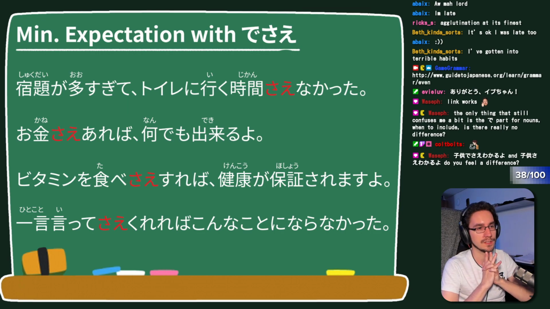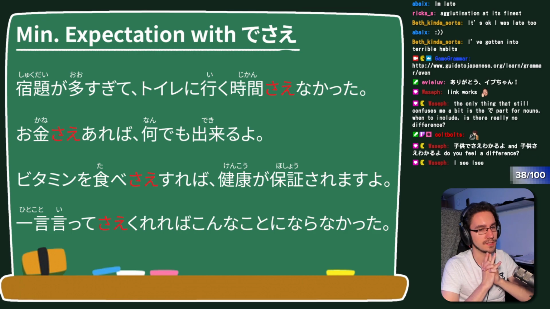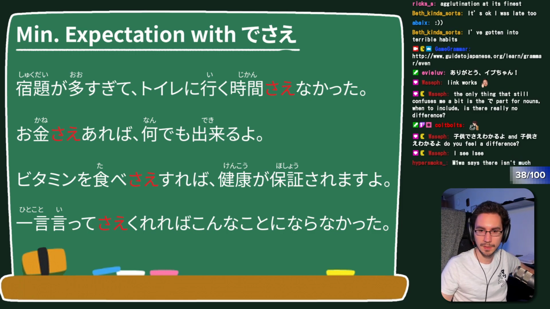It's just one of those things where it's kind of subtle. I might use kodomo de sae, probably just out of convenience or feeling. It just sounds kind of nicer, but I don't think there's a big difference there. Maybe a native speaker has a better input on it. But as far as I know, it doesn't sound very different to me. Miwa says there isn't much. Yeah, that's good, we agree then. It's pretty subtle.